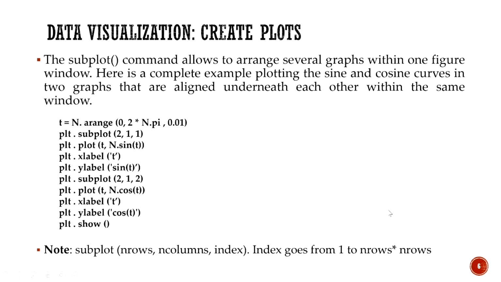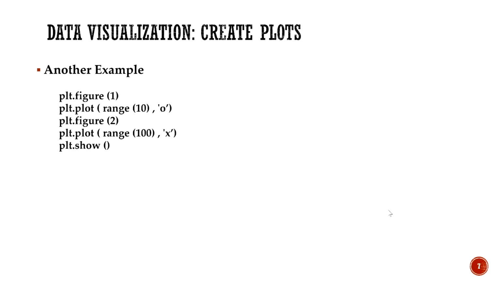So using subplot commands, we can have several graphs within one figure. Here's another example, plt.figure. In this example, first I create an object. So plots reside within a figure object. And then I plot different values. So I define 2 objects, figure 1, figure 2. Then I plot, let's say, range of 10. And the marker for the first one is a circle or dot. And for the second figure, it's X. And then we want to show the result.